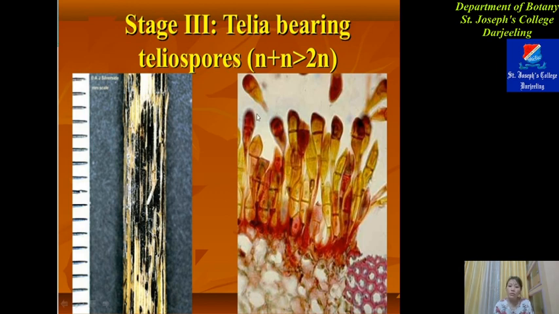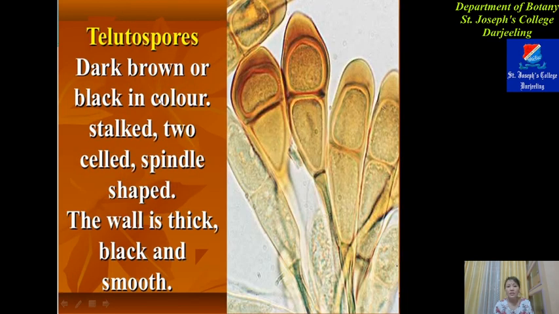Why? Because the outermost layer of these teliospores is much thicker and opaque, in order to withstand very heavy desiccation and harsh conditions. That is why it looks black in color, so it is also rightly called the black stem rust of wheat. It looks like this: dark brown to black in color. It is a stalked, spindle-shaped structure, two-celled, with N plus N cells, thick and smooth-walled.